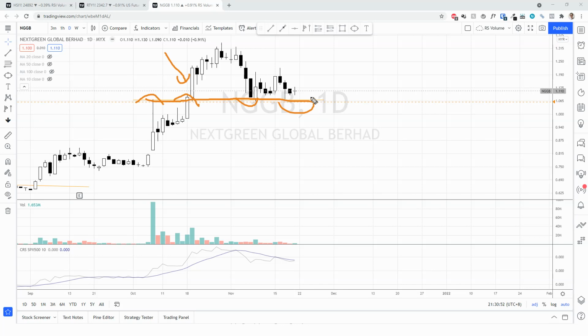So I think that could offer some decent reward to risk, where your risk would be just below the swing low. So this is your risk. Your reward will be at least the swing high, so maybe slightly above 1. So yeah, this is NGGB.